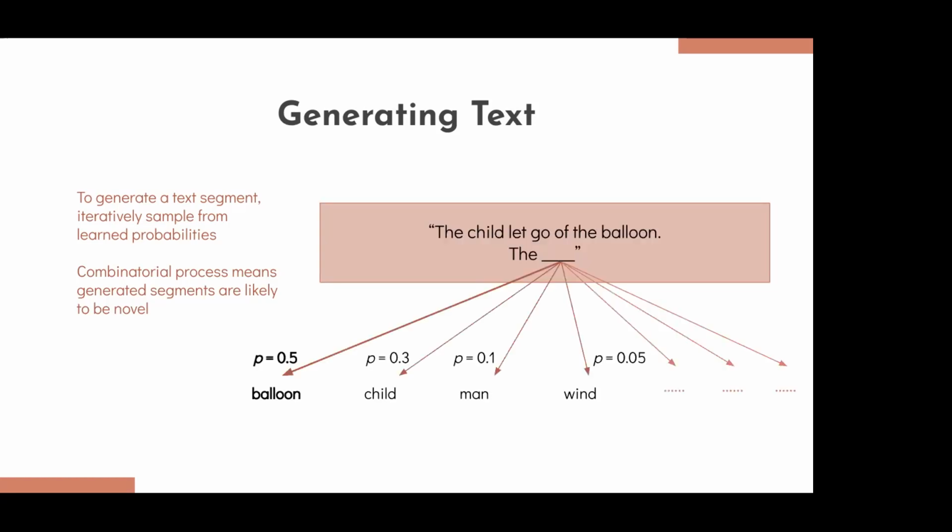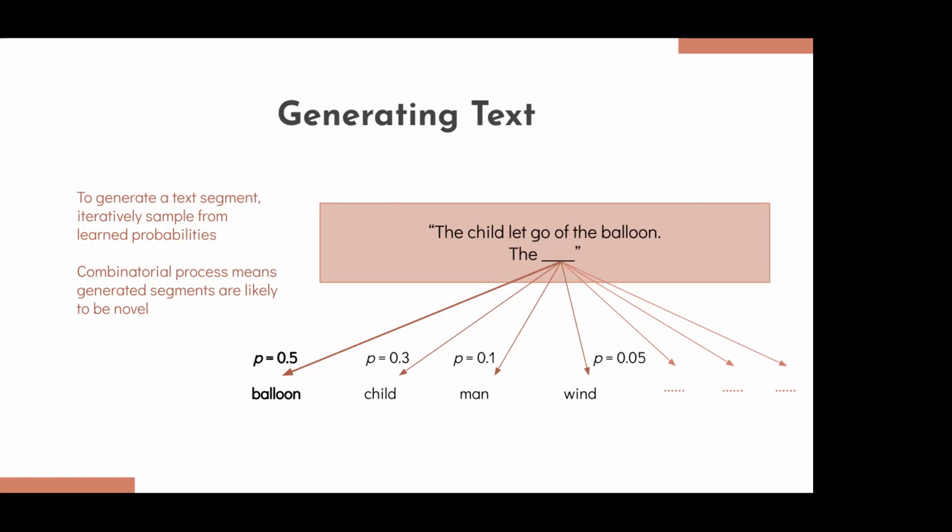So here's an example. Say you're trying to generate the continuation after, excuse me, the child let go of the balloon. Let's say you've sampled the, and now you're trying to predict the next word after this. This is the probability distribution that your model might produce once it has learned the story text. And so you can see that the word balloon, it's probably seen that pretty often in text that looks like this. So it has a pretty high probability score, but you can also see that there are other words here that also have some degree of probability.